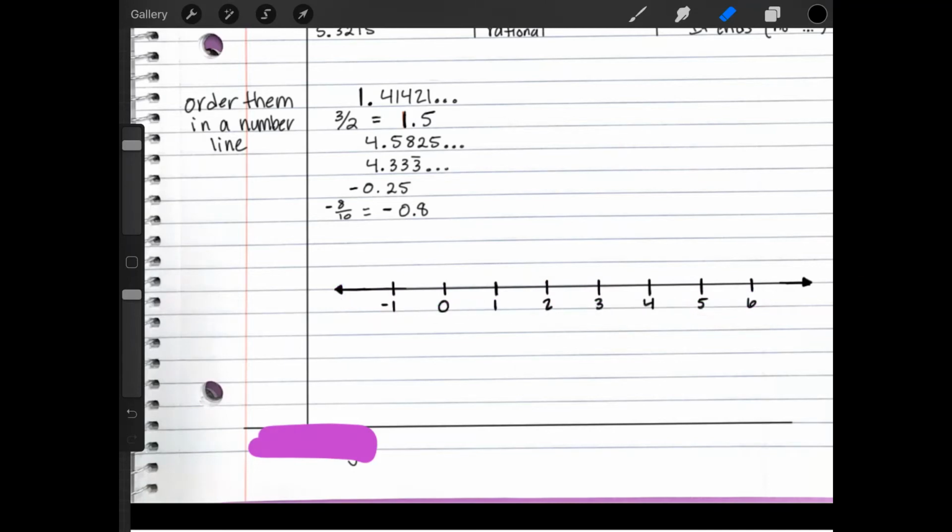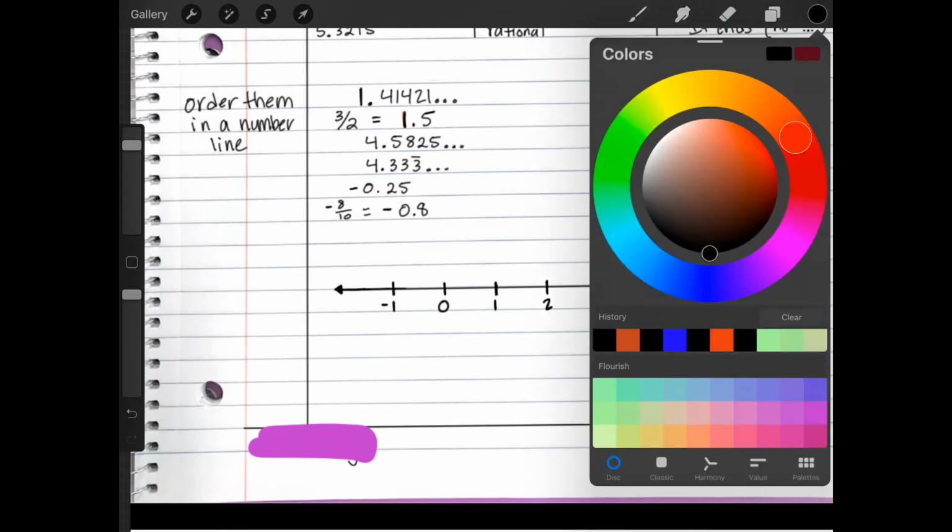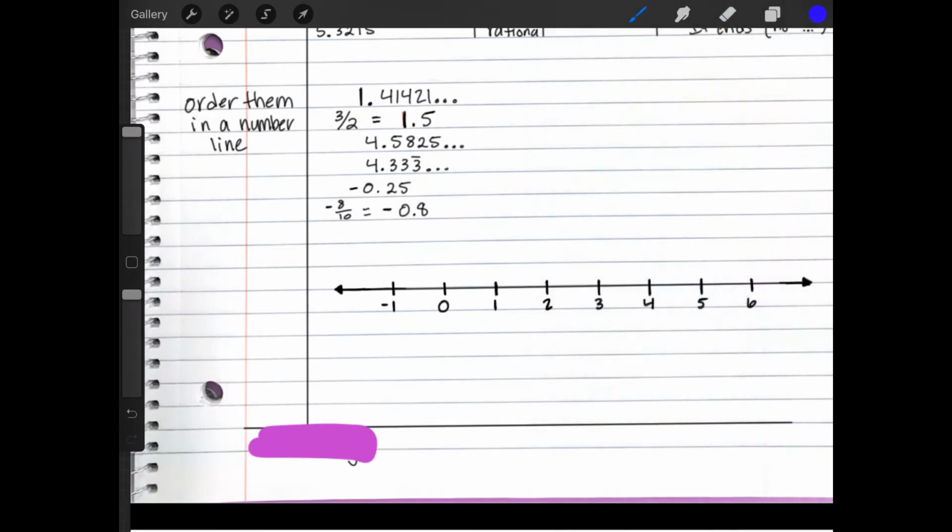Okay. So I know my range is going to go from negative 1 to about 5. Here I have my number line to 6. It's okay like that. I'm going to choose a blue color so that way I can put my numbers in there. Okay. So let's start with the first one.